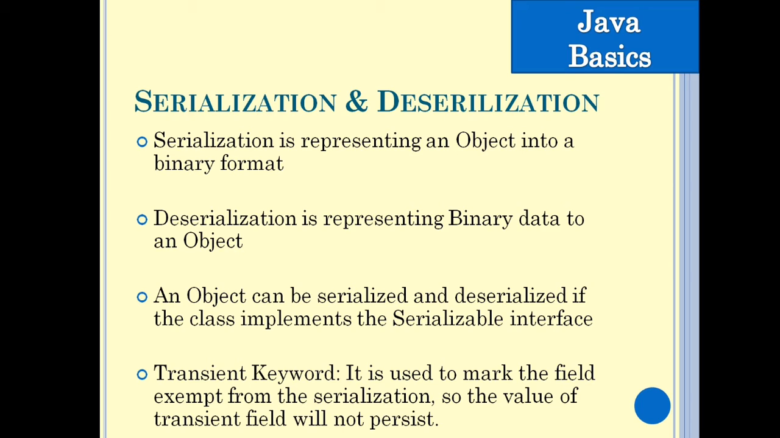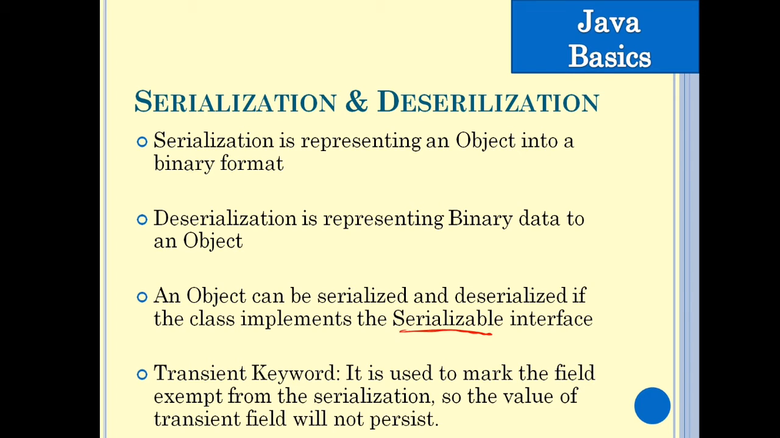So when you read the data from a file or from a network connection, you get that data in a binary format, and then you need to represent it back as an object in your model classes. Thus you need to deserialize the data back into your system. An object can be serialized and deserialized if the class implements the Serializable interface.